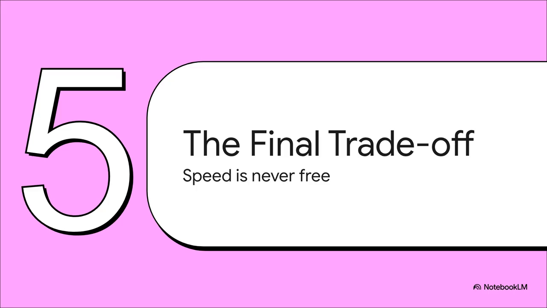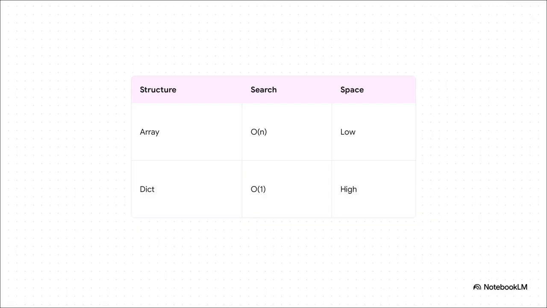And that brings us to our final section, Part 5, the speed and memory trade-off. Because the ultimate unavoidable truth of computer science is that speed is never free. This is the ultimate trade-off in programming. Arrays and lists, they give you slower, linear search times, but their space complexity is super low. They're compact, they don't waste memory.